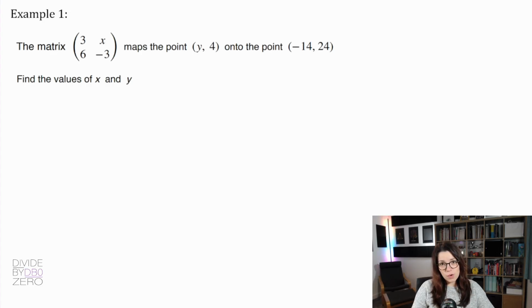Example 1. The matrix (3, x; 6, -3) maps the point (y, 4) onto the point (-14, 24). Find the values of x and y. For this question, we want to multiply (3, x; 6, -3) by the point (y, 4) and say that that's equal to the image of that point, so (-14, 24).